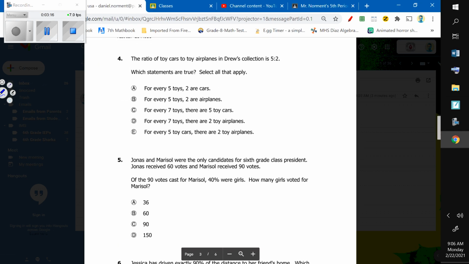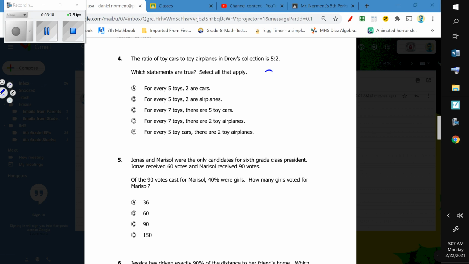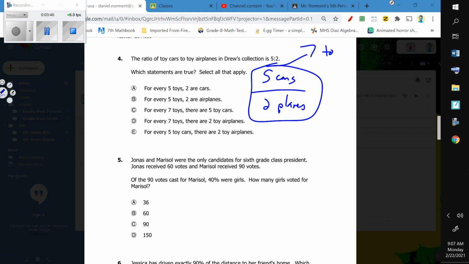Ratio of toy cars to toy planes, it's 5 to 2. That means 5 cars for every 2 planes. So, based on this, you're going to answer these questions. Now remember, how many, for every 5 toys, 2 are cars? Well, think about that. Out of 5 cars and 2 planes, that's actually 7 toys total. So, I'll just say that, and then I will let you do the rest on your own. But I will give you one hint, and that is, let me find out the answer first.